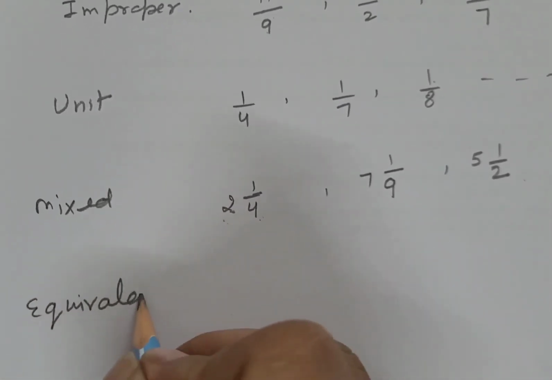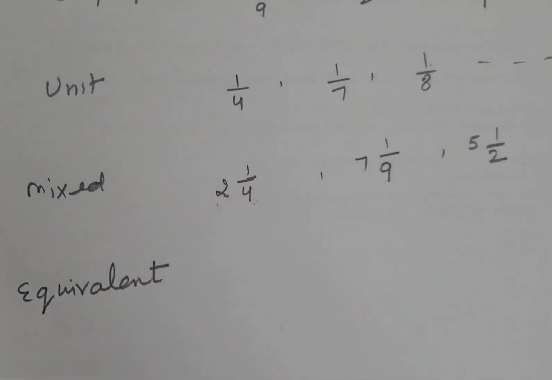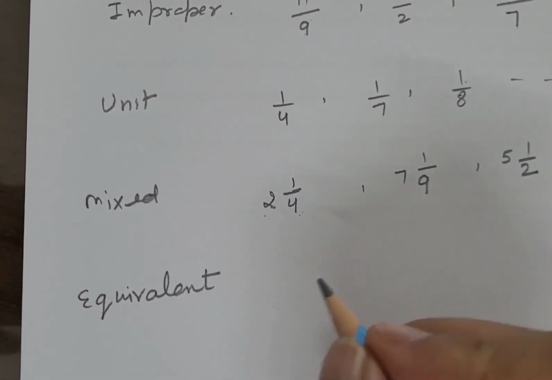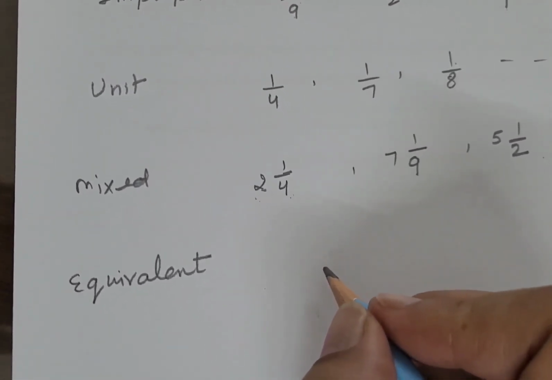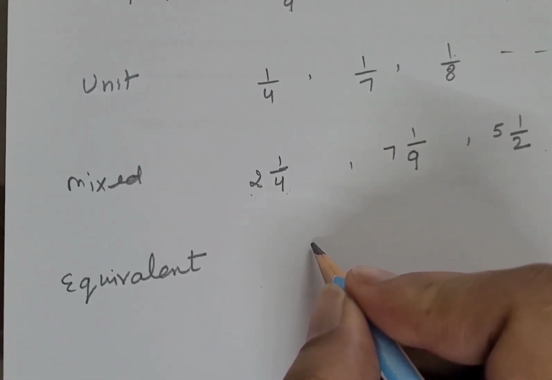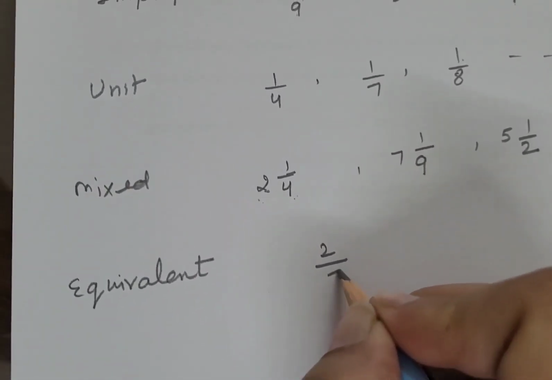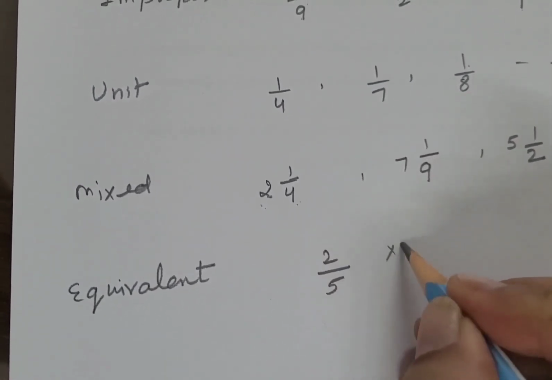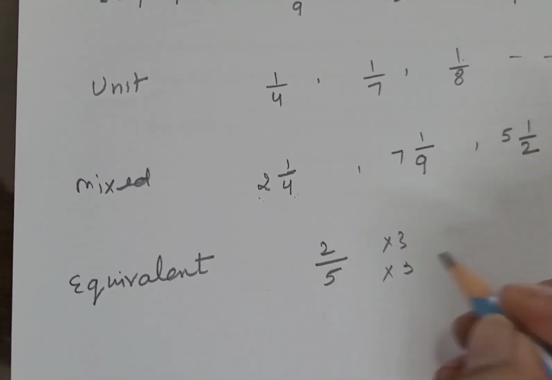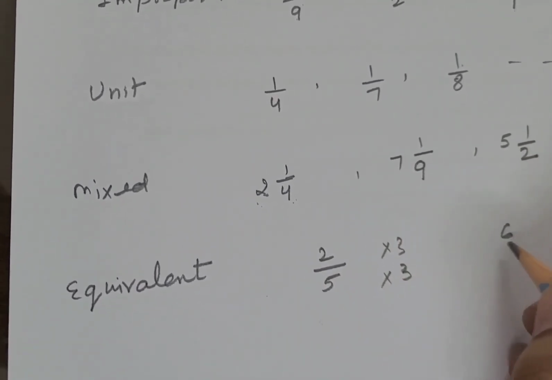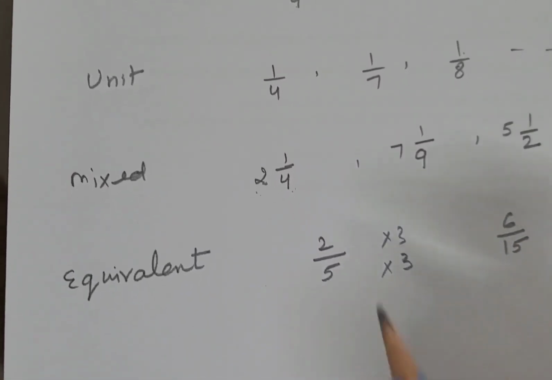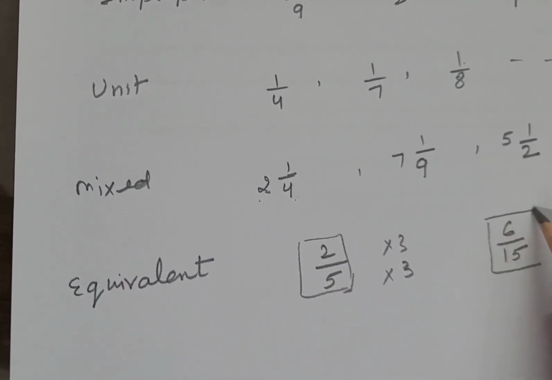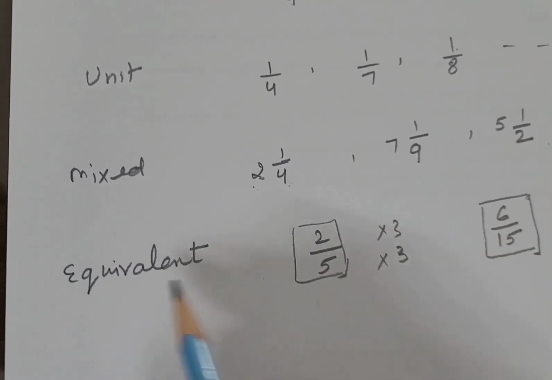Next are equivalent fractions. Let's understand it with an example. Suppose we have a fraction 2 by 5. If I multiply the numerator by 3 and the denominator by 3, what will I get? 6 by 15. So the fractions 2 by 5 and 6 by 15 are both called equivalent fractions.